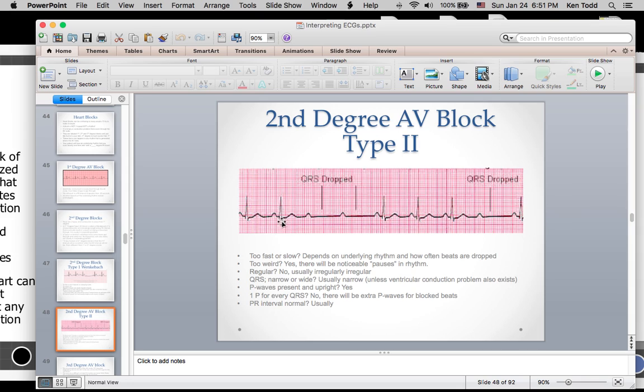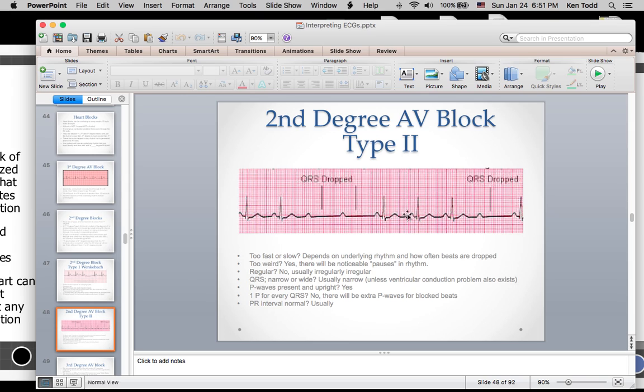But my QRS is narrow and upright. I do have P waves. They're upright. But I don't have a P wave for every QRS. Right away, that should tell you you have a block, either a second degree or a third degree block. If you have more P waves than QRSs, there is a problem through the AV node.